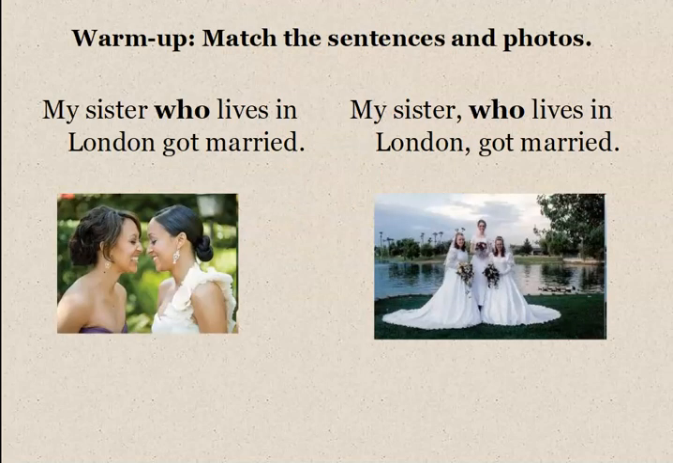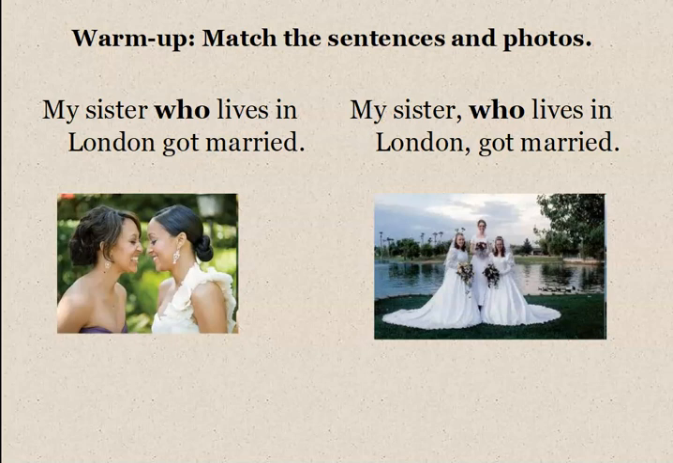Okay, for the warm-up, match the sentences and photos. There are two photos, and I'd like you to think about the meaning and the differences between these two sentences. The first one says, my sister who lives in London got married. My sister, who lives in London, got married. Okay? So the meaning is not the same, but you can notice there are two commas, comma number one, comma number two, in the second example.